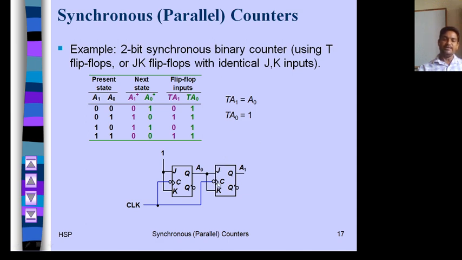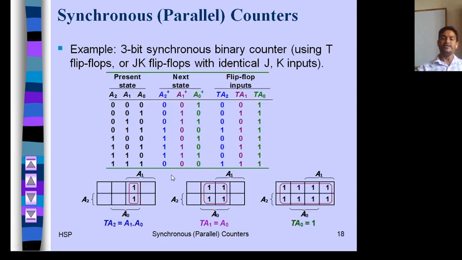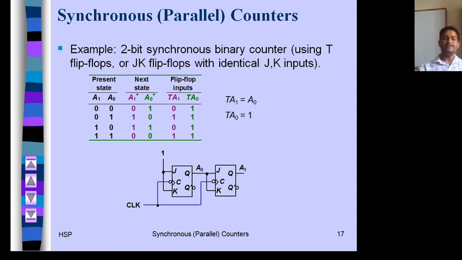Okay, J1 K1 is nothing, this is your TA1. This is A0, so connect J or K with A0. And what is TA0? TA0 is nothing, it is J0 K0. Sorry, J0 K0 is nothing, it is 1. So J0 K0 is 1. In this way you can implement your mod 4 or 2-bit synchronous binary counter or parallel counter. Okay, you have to remember T equal to J equal to K.